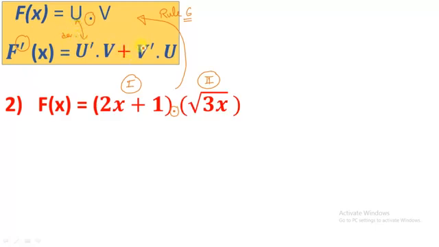plus v prime, which is the derivative of the second function multiplied by u, which is the first function. So let's suppose that the first function 2x plus 1 to be u, and the second function radical 3x to be v. Now to apply this rule, we must find what?